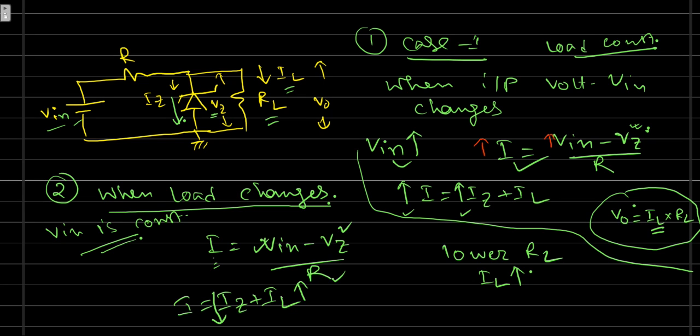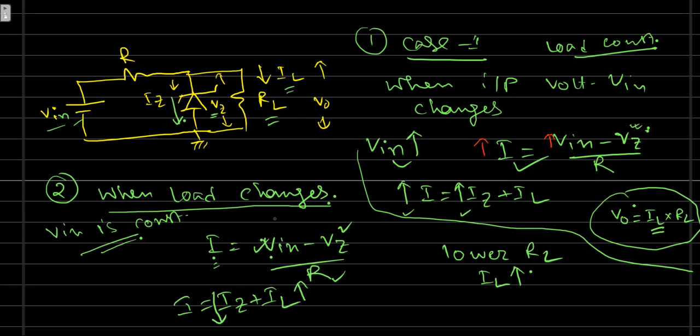Because the I is constant due to the constant V in, so Iz plus IL is constant. So when IL increases due to the lower value of RL, load resistance, the value of Zener current will reduce by the same amount, so that the total I will be constant. In that way, the Zener will provide a constant output voltage.